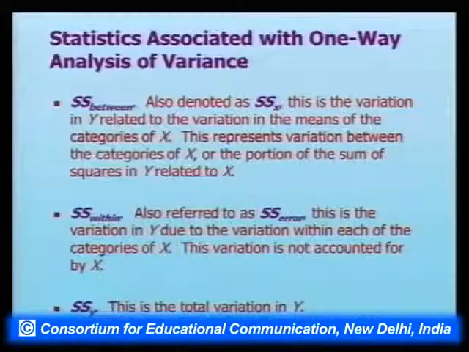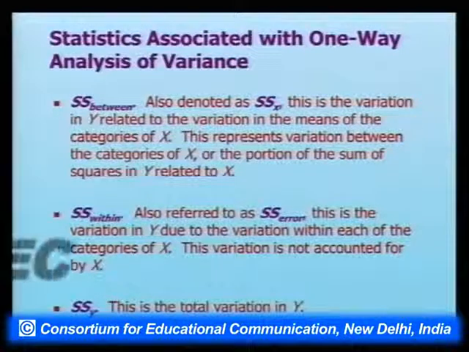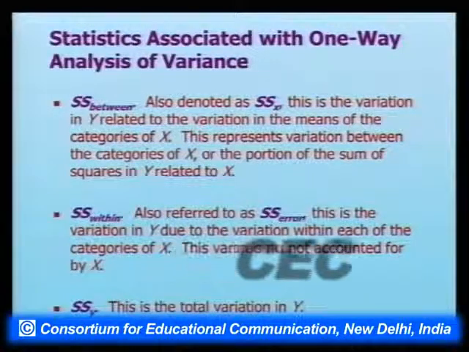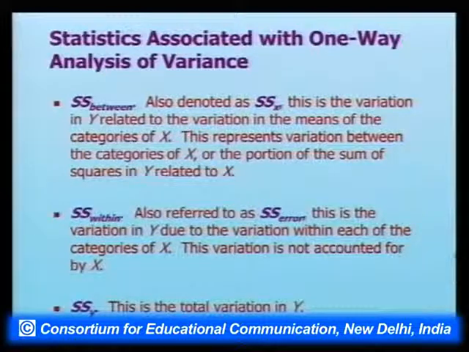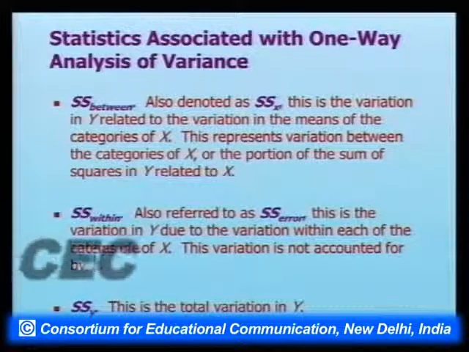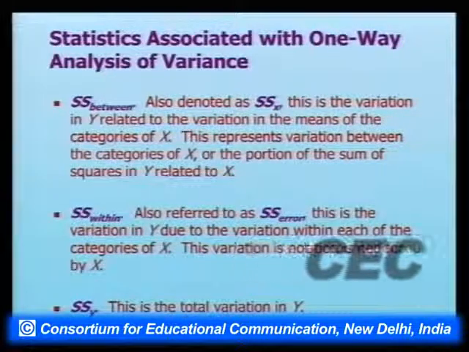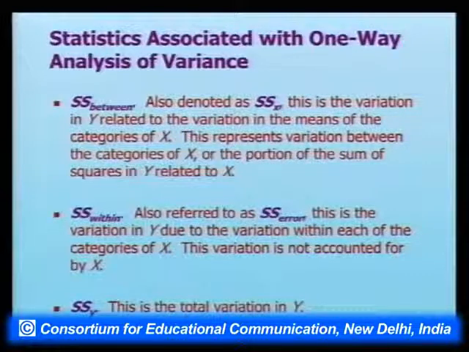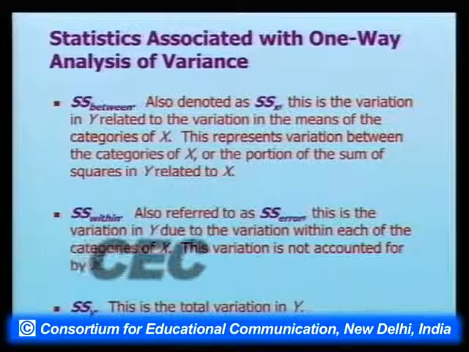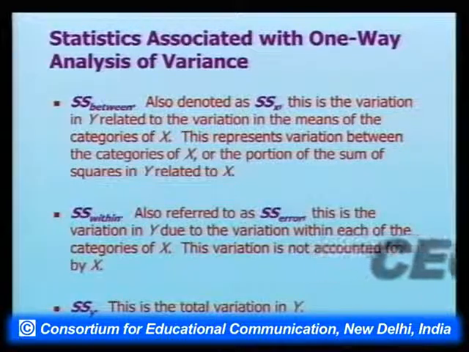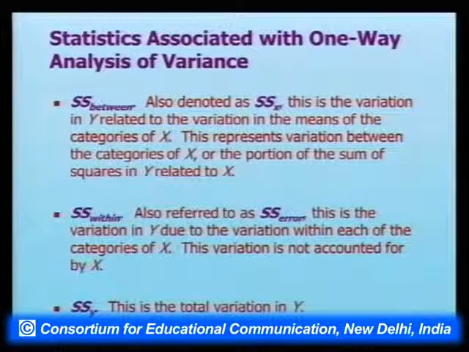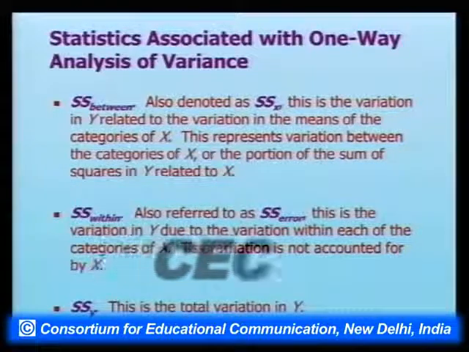SS between, sum of squares between, is also denoted as SSX. This is the variation in the dependent variable which is related to the means of the categories of X, or simply speaking, this is the variation which is explained by the independent variables. SS within is the variation within the categories themselves and is not accounted for by the independent variable, and SSY is the total variation in the dependent variable.